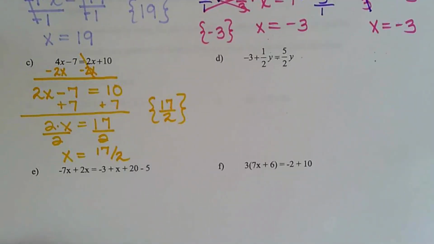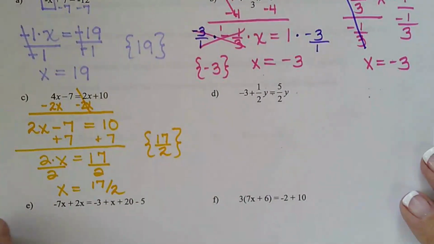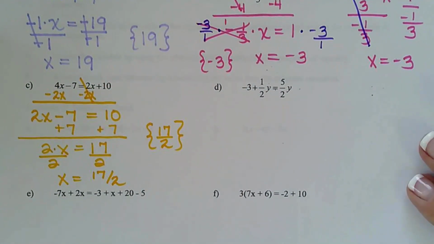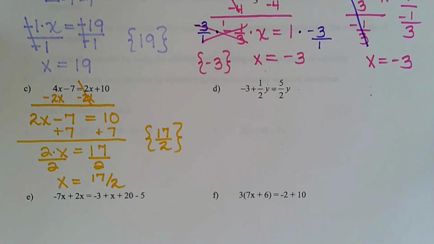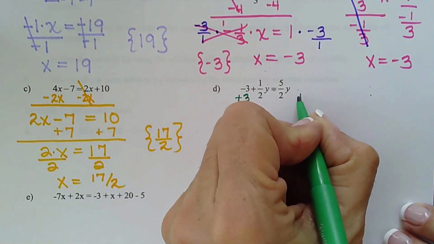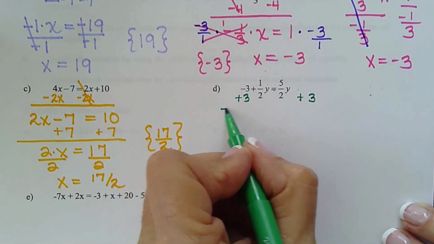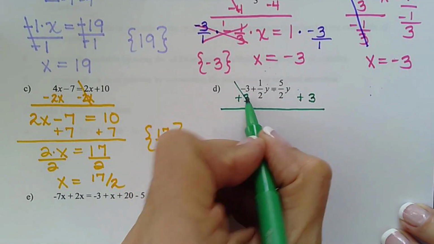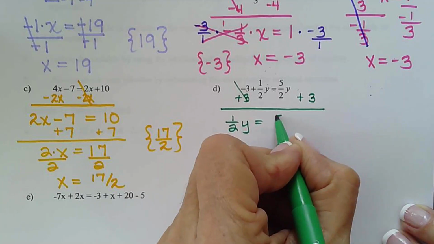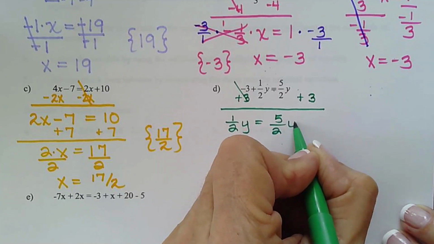So that's kind of a common error for students, is to forget the 0 and then put it all on one side and start doing it. So, okay, we want to move the constant to the right first, since order doesn't matter. So opposite of -3 plus 3, so that gives me 1/2 y equals 5/2 y plus 3.